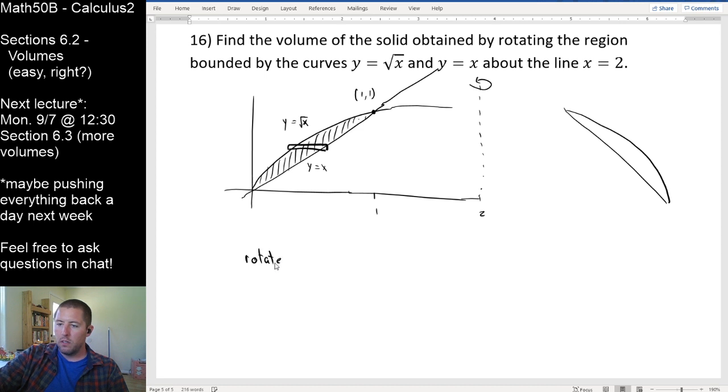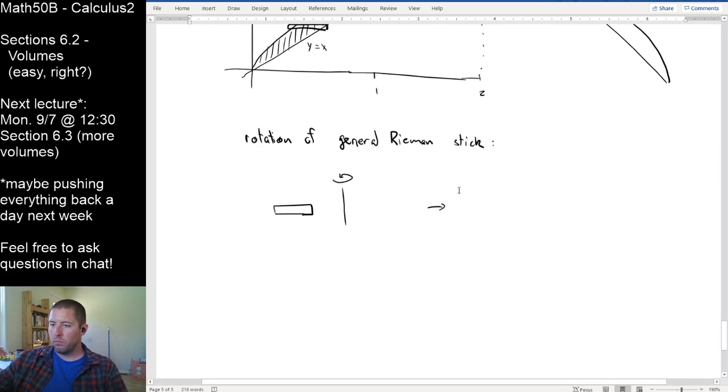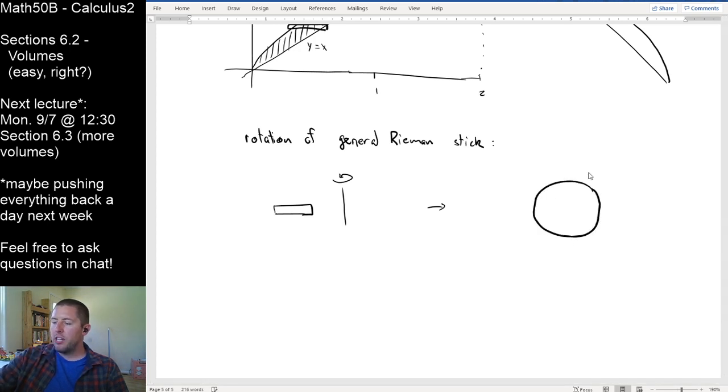So what I'm seeing here is, as I spin this Riemann stick around, I'm going to say here rotation of general Riemann stick is we're taking a stick about an axis and rotating it around that axis. And what that's leading us to is a washer. The problem with this picture is that I just sort of flipped some stuff, and it's hard for me to say that. All right, here is that Riemann stick. Oh shoot. Okay, hang on.